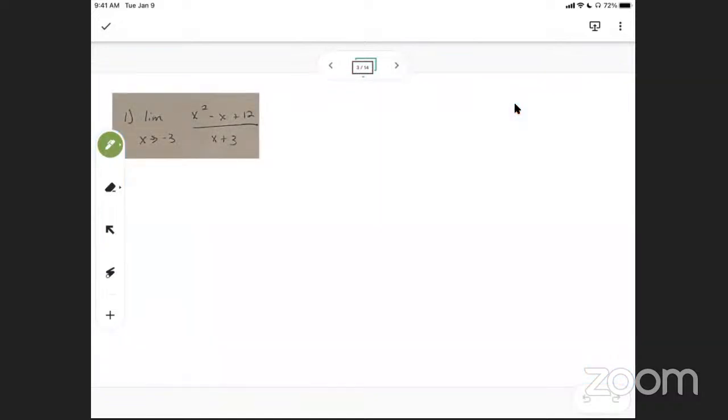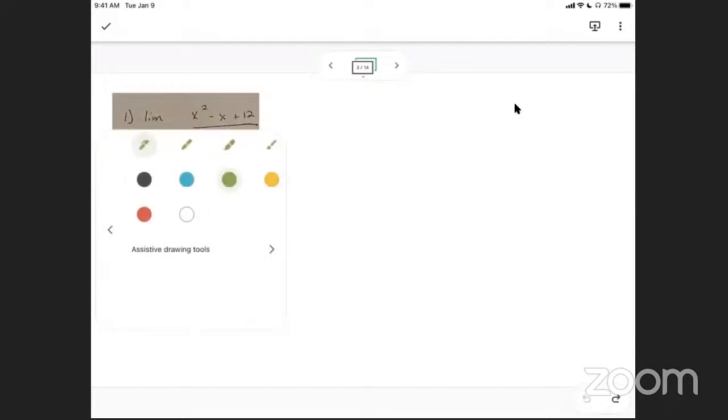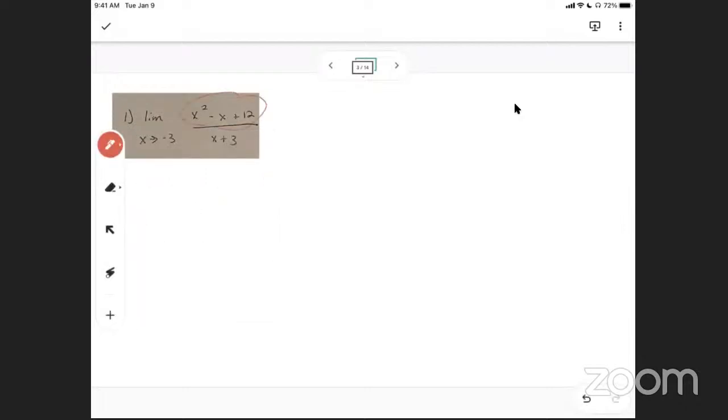All right, next page, page 3. So now this is asking what's the limit as x goes to -3. Now this problem is really just, if you'll notice, you can factor the top. Oops, let me change that color so we can see it better. You can factor that top out, and this is really just a hole.